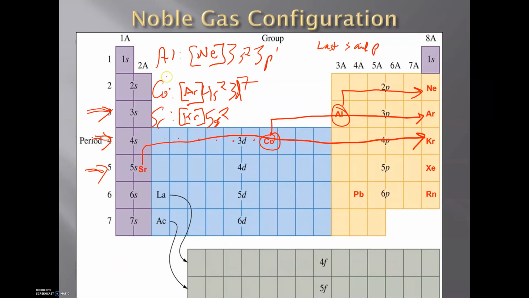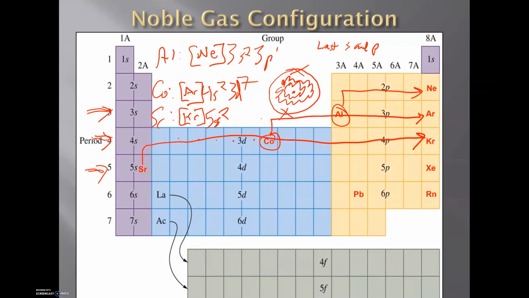So if we look at aluminum and we ask, let's say, what are the valence electrons for aluminum? Before I answer that question, we got to make sure we understand what a valence electron is. So the valence electrons are the electrons that are found in the outer shell of the electron cloud. So all the valence electrons are found on the outside.